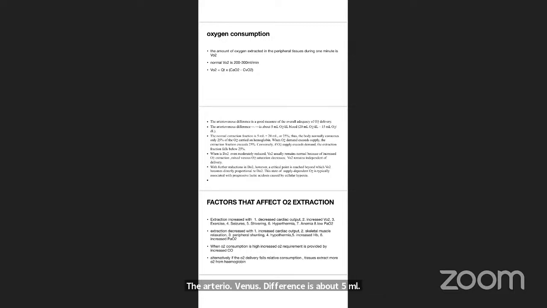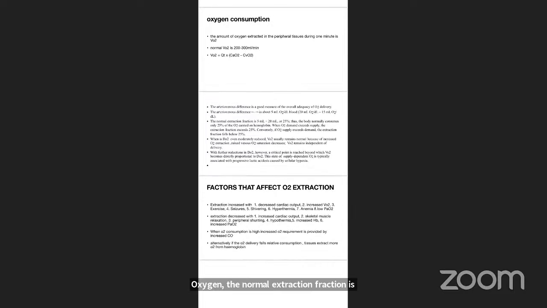The normal extraction fraction is about 5 ml, that is 25% of what goes to the tissue. So the body normally consumes only 25% of the oxygen carried on hemoglobin. When oxygen demand exceeds supply, the extraction fraction exceeds 25%. Conversely, if oxygen supply exceeds demand, the extraction fraction falls below 25%.